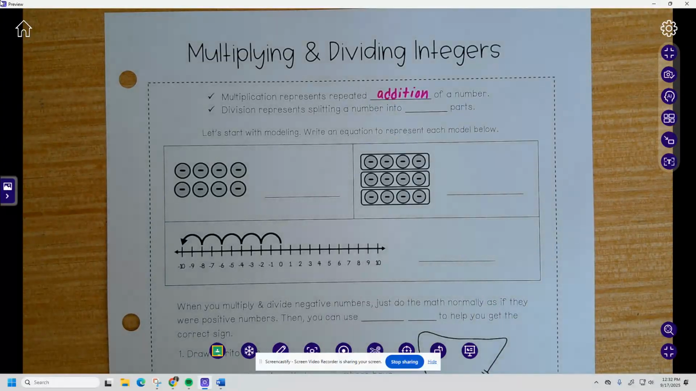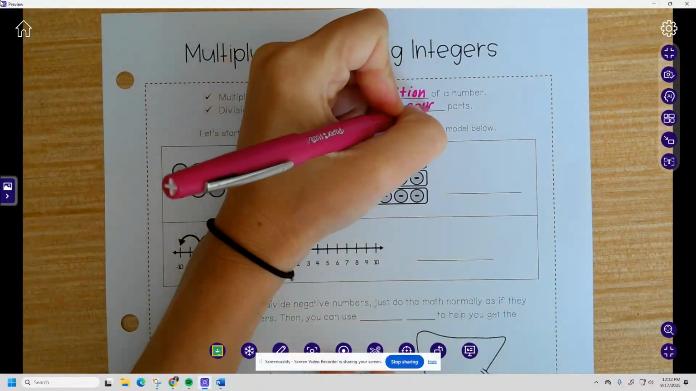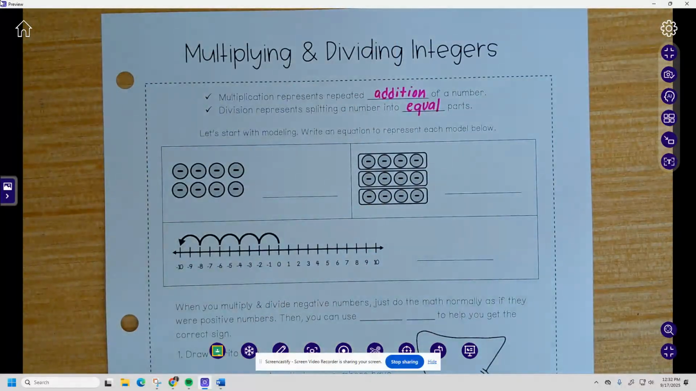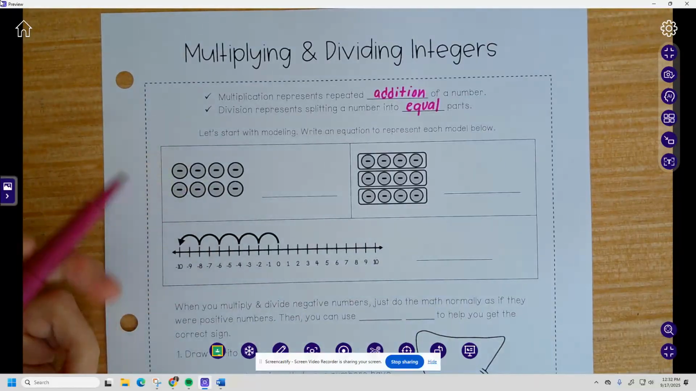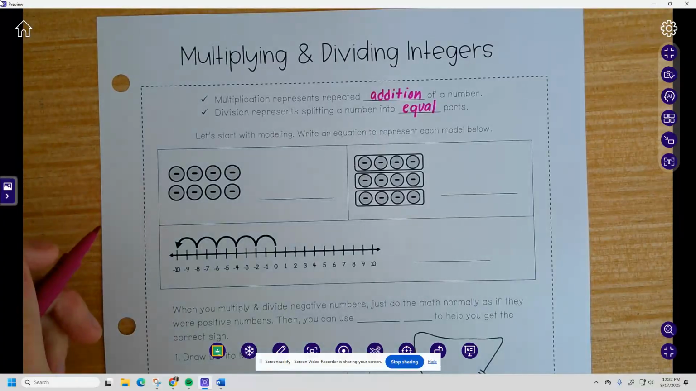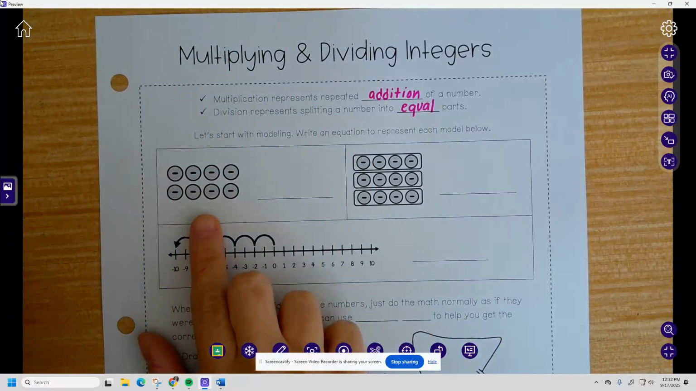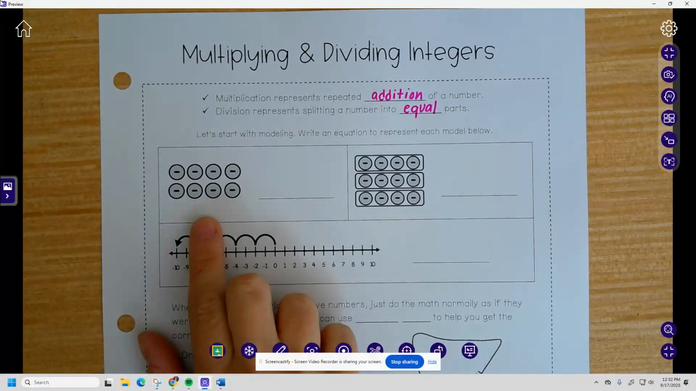Alright, then division represents splitting a number into equal parts. So whenever you're dividing something, you're sharing it equally. So that's going to help you kind of understand these models. This is a lot easier than the adding and subtracting one, so we're just going to go over a few examples. But it says write an equation for each model.